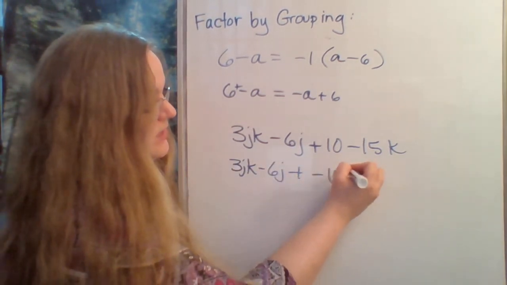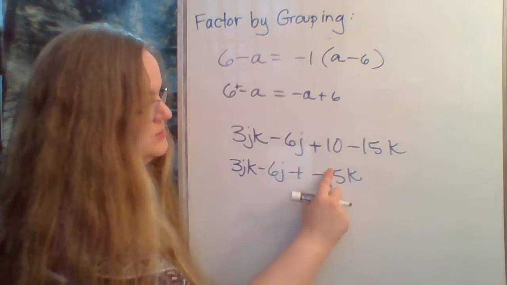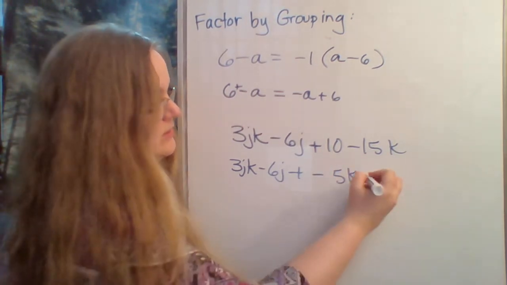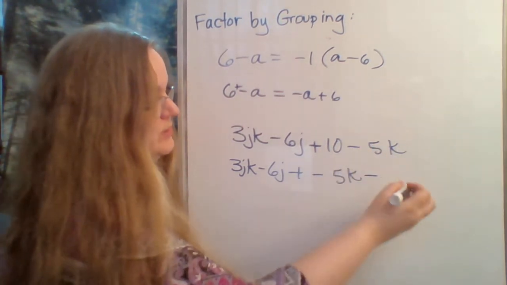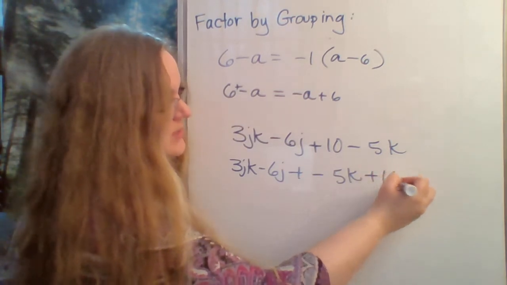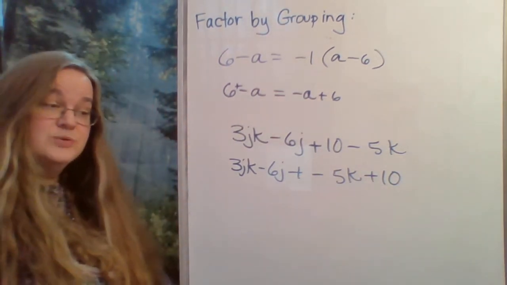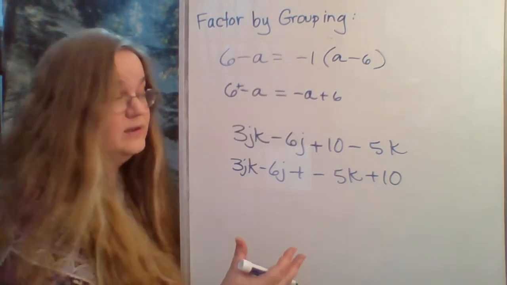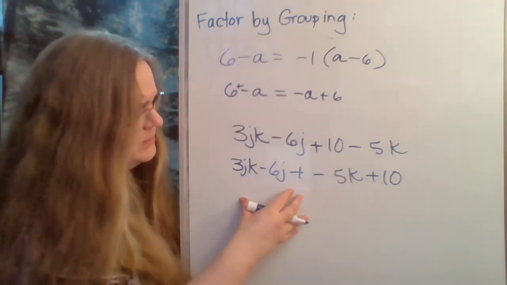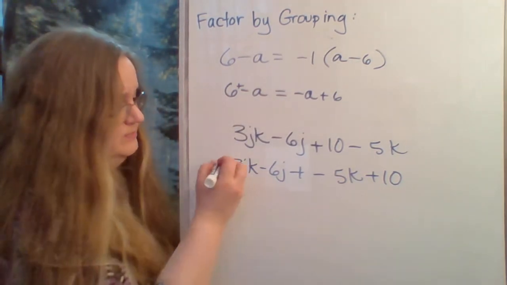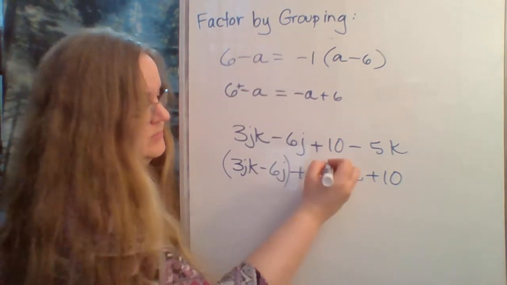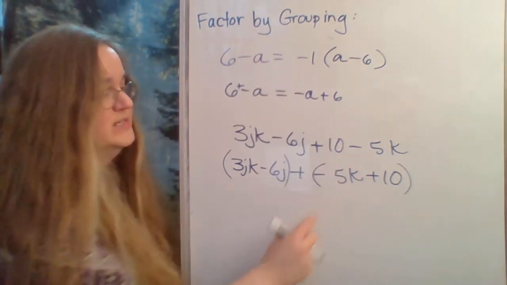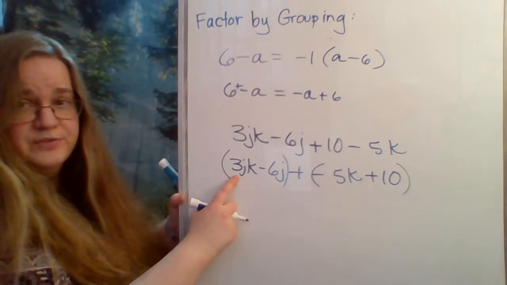Negative 15k. Actually, I think that's supposed to be 5k. I'm sorry. When I'm looking at my problem, I wrote it down right. Plus 10. Okay? So when you take a look at that, now what I'm going to do is I'm going to factor, just like I did a moment ago. Okay? Except this one's negative. So I'm going to start over here.